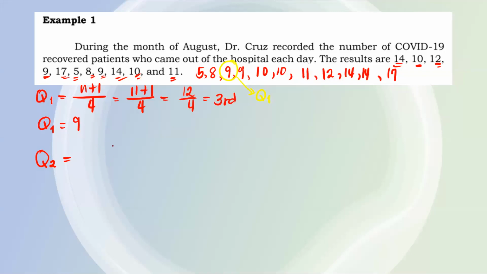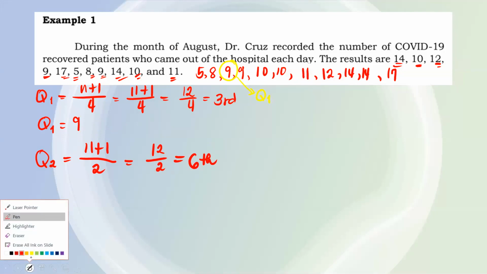Second quadrant, that is 12 divided by... diretso ko na ba o gusto niyo pa muna makita? Sige, pakita lang natin. That's 11 plus 1 divided by 2. And that is 12 divided by 2, which is 6. So yung pang 6 na data, 3, 4, 5, 6. Yan yung second quadrant.